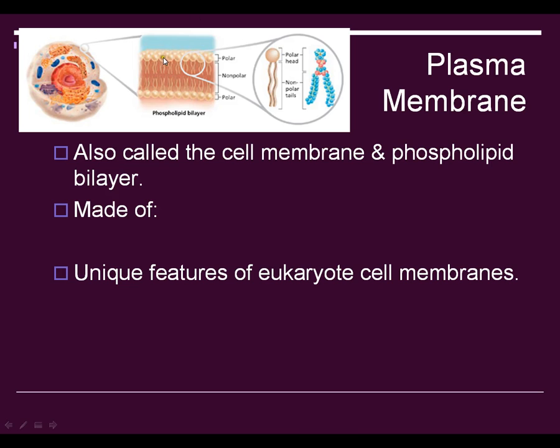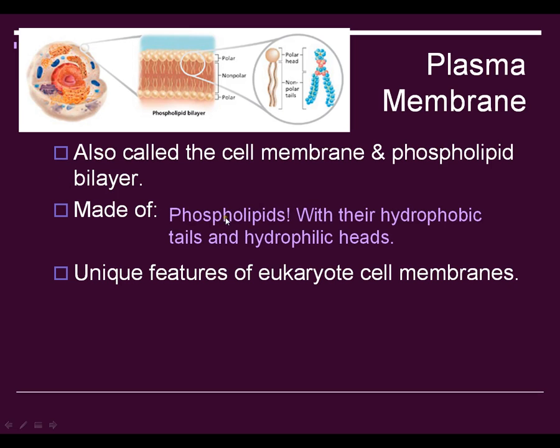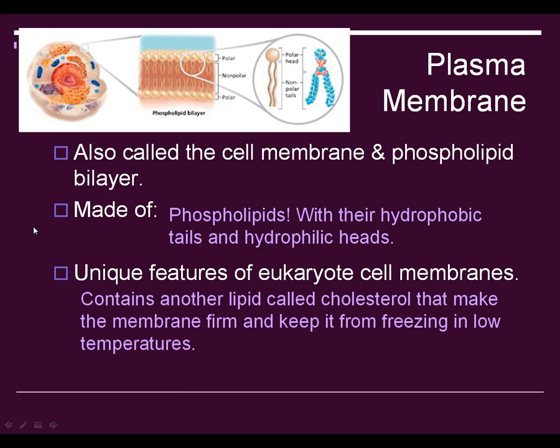It's a bilayer, meaning it's two layers of these phospholipids, and their little tails all point towards the center, and the glycerol heads are pointed towards the inside of the cell and the outside of the cell. You can call them phospholipids. You can call this a plasma membrane, the cell membrane. Both work.